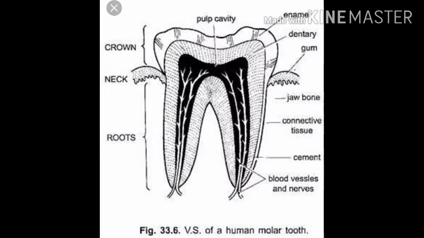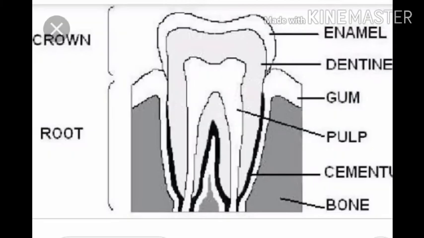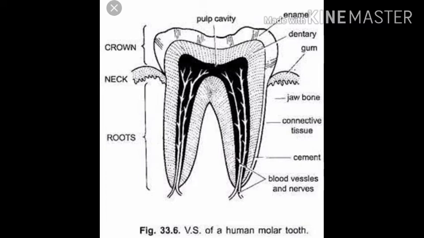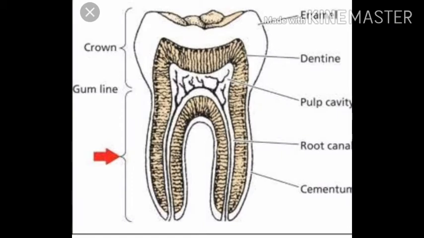Let's have a glance at the structure of a tooth. The tooth consists of three main parts: crown, neck and root. The exposed part of the tooth is called the crown, and the part of the tooth inserted into the jawbone is called the root, and the junction between crown and root is called the neck. The main bulk of the tooth is formed by the hard material called dentine. Chemically, dentine is formed by bone-like material.